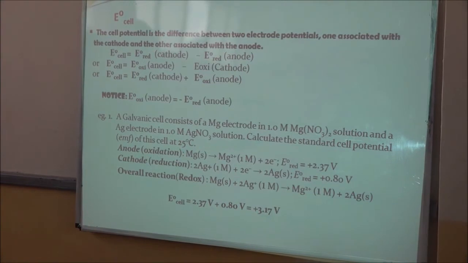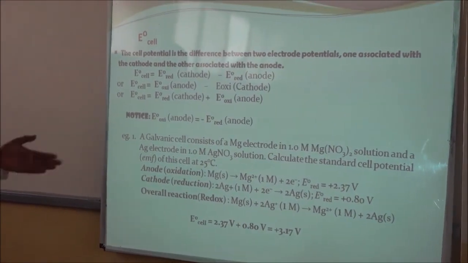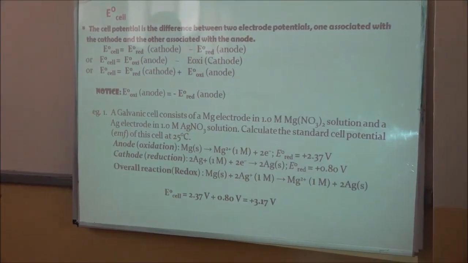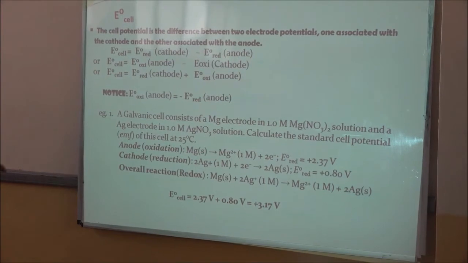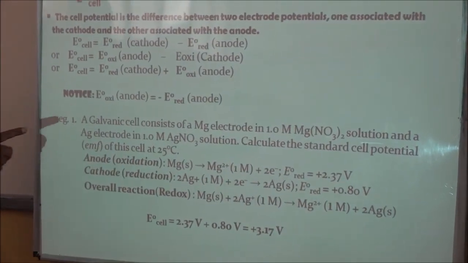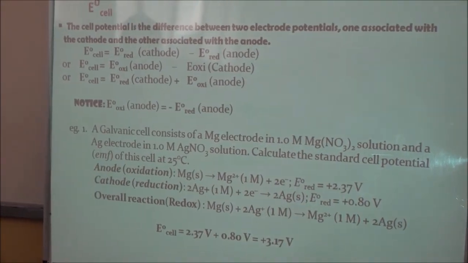The next important point is E of cell. How can you calculate E of cell from the reduction potential value? Here we have the equations. E of cell can be given as E of reduction at cathode minus E of reduction at anode, or you can use these two equations. Don't forget, students, E of oxidation at anode is always equal to minus E naught of reduction at anode. Here we have an example.